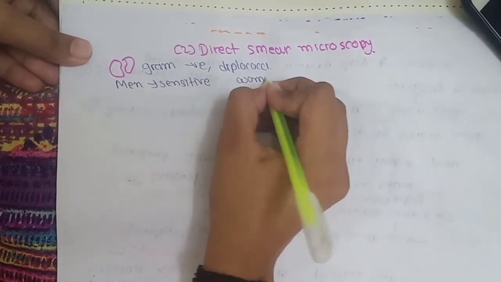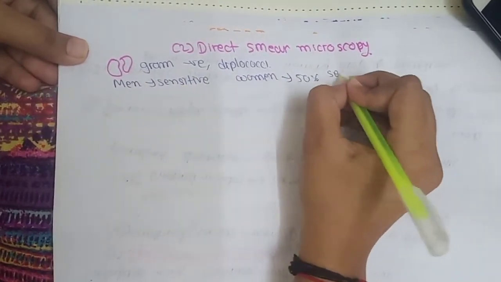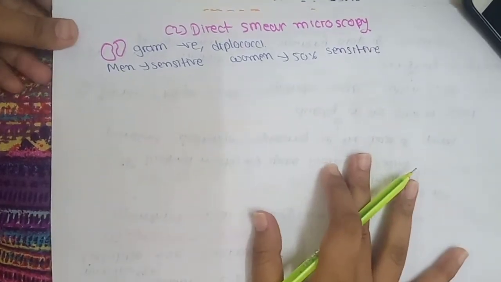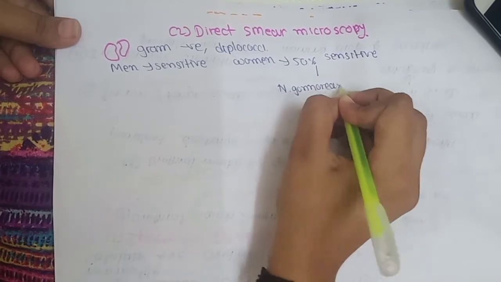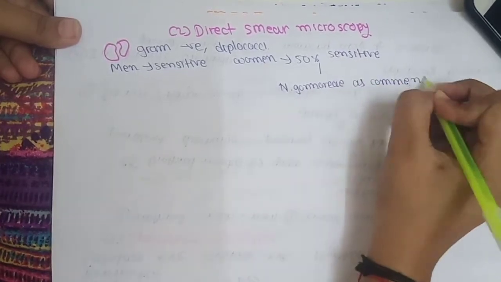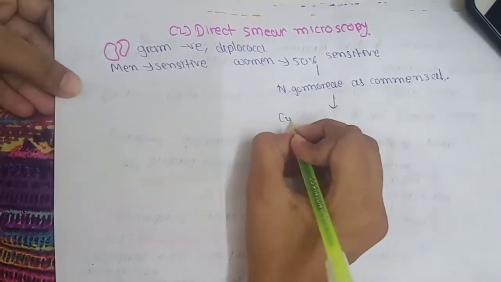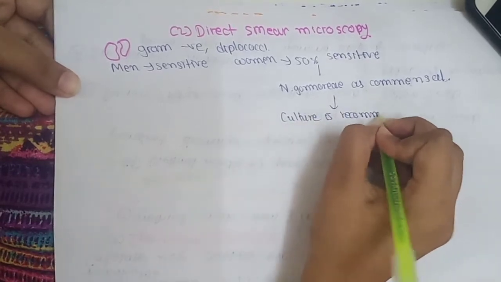In men, this smear microscopy is sensitive and specific, but in women, it is only 50% sensitive. Why? Because there may be presence of Neisseria gonorrhoeae as a commensal. So, culture is recommended for women.